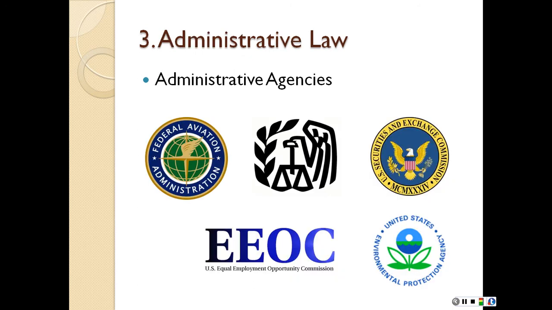The third source is administrative law. And I'm sure that you are very familiar with many of the administrative agencies we have in our country. For example, we have the Equal Employment Opportunity Commission. We have the Securities and Exchange Commission. We have the Federal Aviation Administration, and many others.